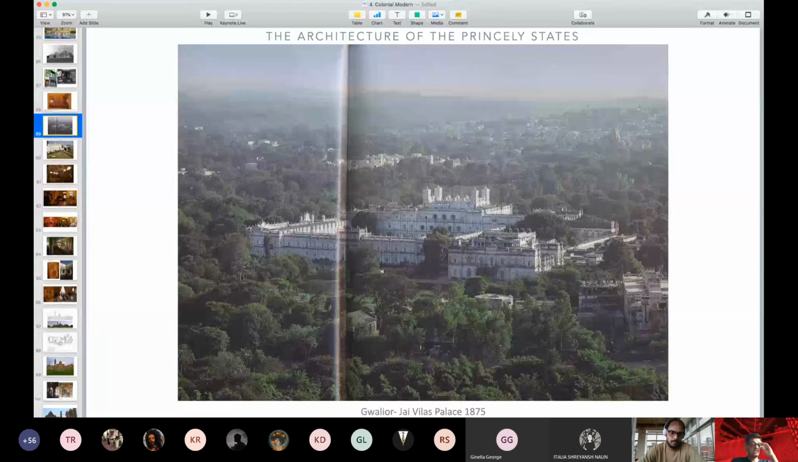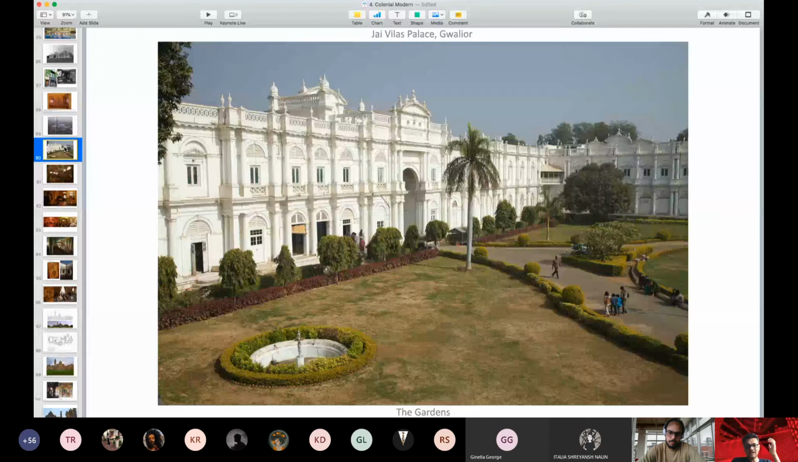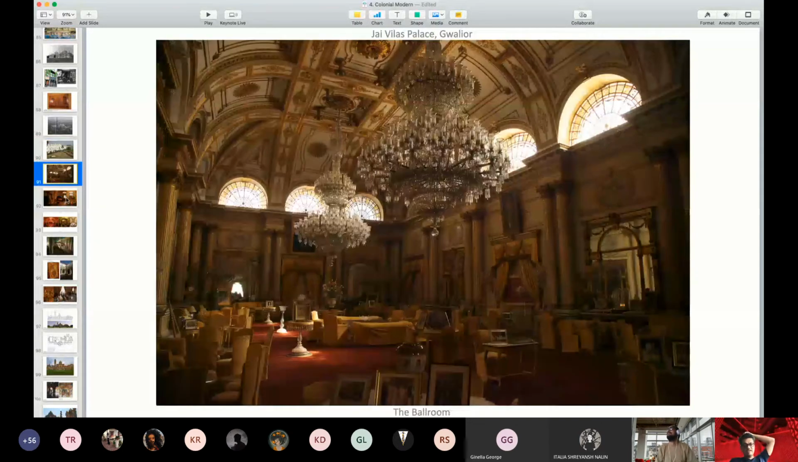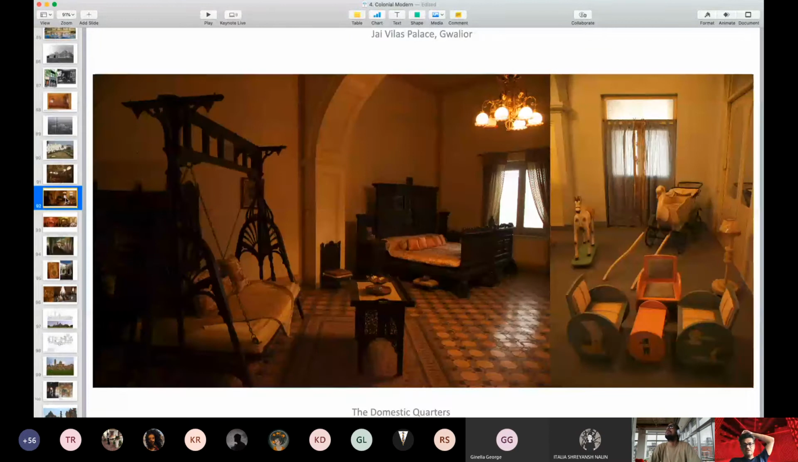In the city of Gwalior. This is a palace that was built by them, and as you can see, it has this sort of Western-ish look to it. There's not a single Indian element anywhere in the building. Enormous chandeliers hang in ballrooms. A very westernized imagination of living largely, but also hints of something quite else.